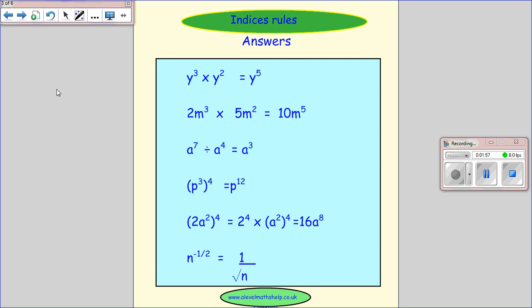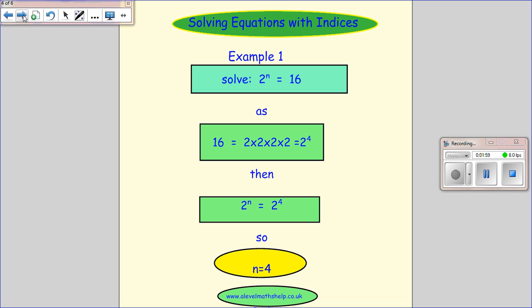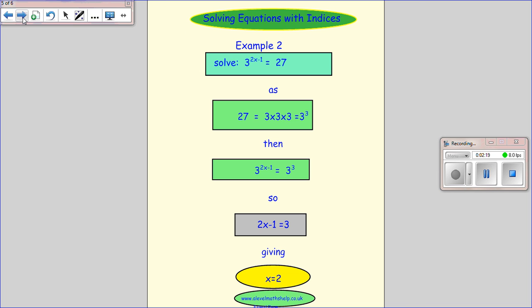So this number here tells you which root we're talking about, and the minus puts it on the bottom of a fraction. Okay, so now I've got solving some equations with indices, and these are the sort of questions which do start coming up. So if I got 2 to the power of n equals 16, what would n be? Well, 16 is actually 2 to the power of 4. So n, looking at this equation here, we can see that n must equal 4. So that one's quite straightforward.